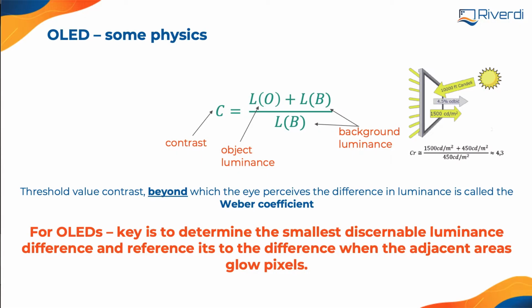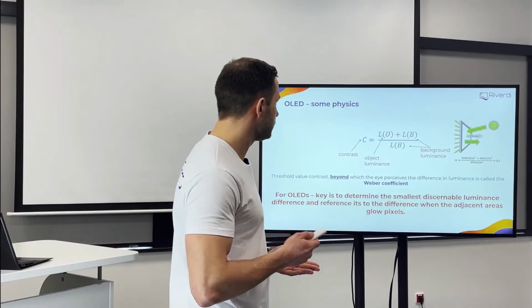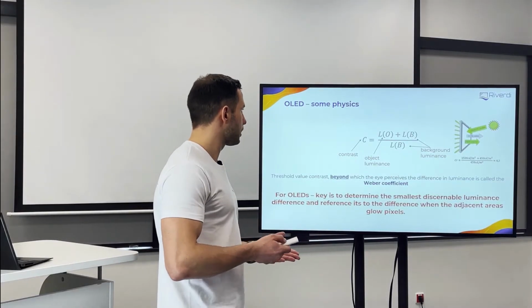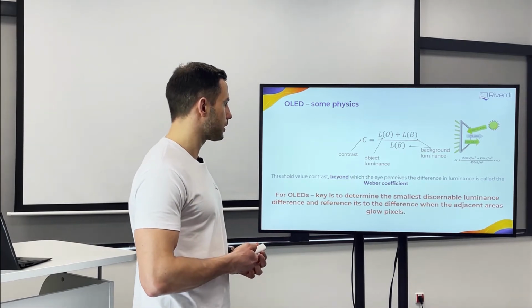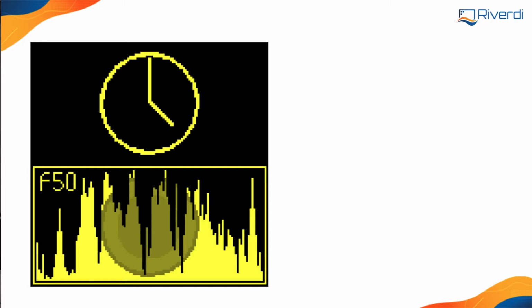So it's calculated, and the coefficient here is called a Weber coefficient. It's like a threshold value of the contrast where we see the actual differences between two pixels that are next to each other. Yes, so we can calculate this, and here we have the real example. So it's just like a showcase.